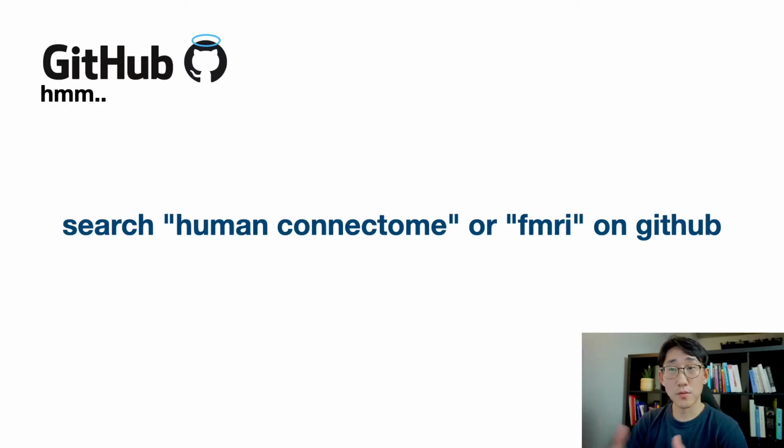The Human Connectome Project is a massive project with a massive data set as well as very stringent pre-processing code and programming involved in the project. So if we search Human Connectome or fMRI in GitHub, there are a bunch of openly available codes or scripts you can download, you can share, and you can make edits to.